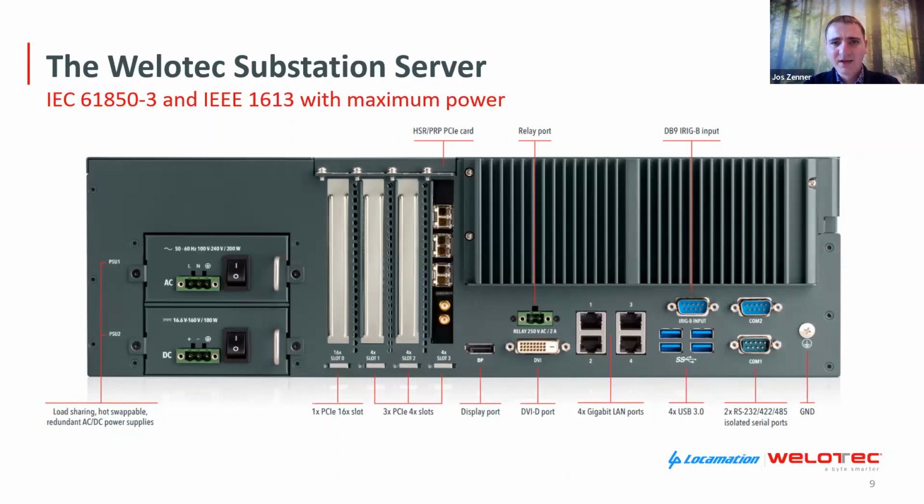Or 2 DC. We can extend the system with different cards, up to 4. In this case, we have a HSR PRP card installed, so we can support hardware-based PRP or hardware-based HSR, which allows you uninterrupted operation and very high performance. If you need to visualize something, we have displays integrated, so 2 displays simultaneously. One over a display port, the other one over a DVI-D port.